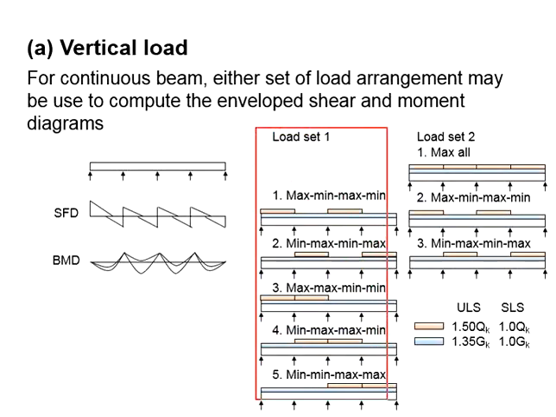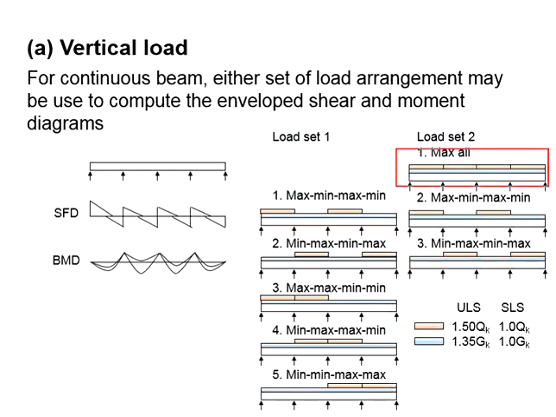Coming back to the question, theoretically, if you need to analyze a continuous member, you will have to use either load set 1 or load set 2. That means you have to do the moment distribution analysis for load arrangement 1, load arrangement 2, and load arrangement 3 if you are using load set 2. That means you have to do the moment distribution method 3 times.